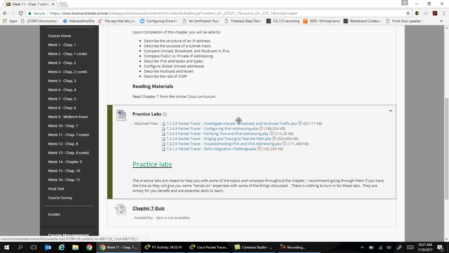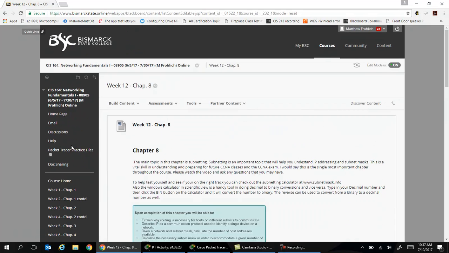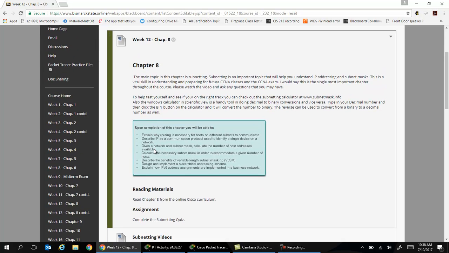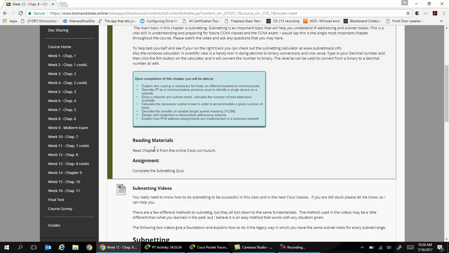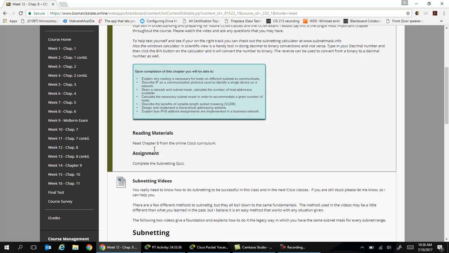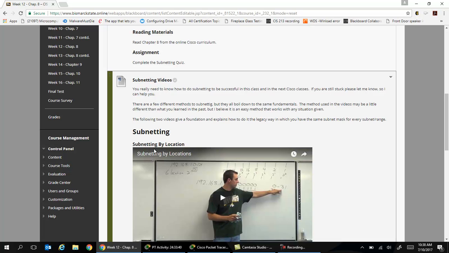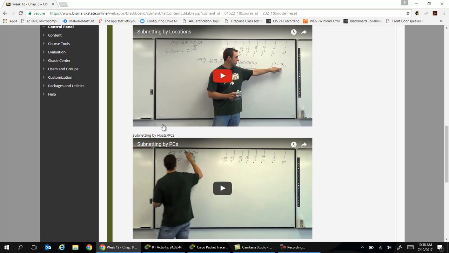Chapter 8 is all about subnetting. What subnetting allows us to do is break our network into smaller, more manageable segments. We are given an IP address for a network, and then we can break it down into smaller, more manageable segments. There are two different ways to subnet: subnetting by location, and subnetting by host PCs. The most common way is to subnet by hosts and PCs.